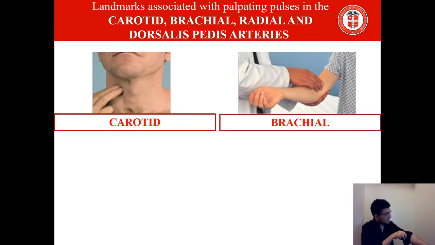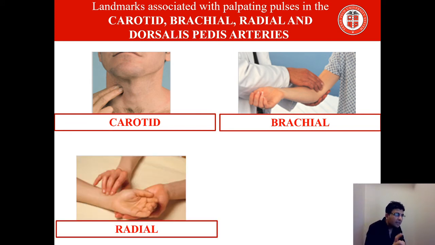Okay, let's try to find the brachial. So in order to find the brachial, just try to find the tendon of the biceps brachii muscle. You put the hands on the arm, ask the patient to flex the arm. You can see a tendon here. This is the tendon of biceps brachii, and if you move medial to this tendon in the antecubital fossa, you will be able to palpate the brachial artery. So this is the classical location of the brachial artery.